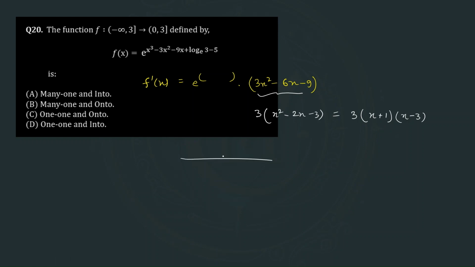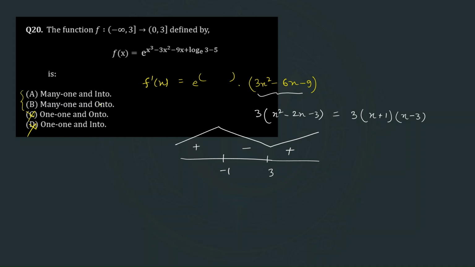So if we plot by the wavy curve method, this is 3, this is -1. Now here plus, minus, plus, so the function increases, then decreases and then increases. That means the function is not monotonic. So the function has to be many-one. So these options are eliminated. So we have to check only these two options, whether this function is into or onto.